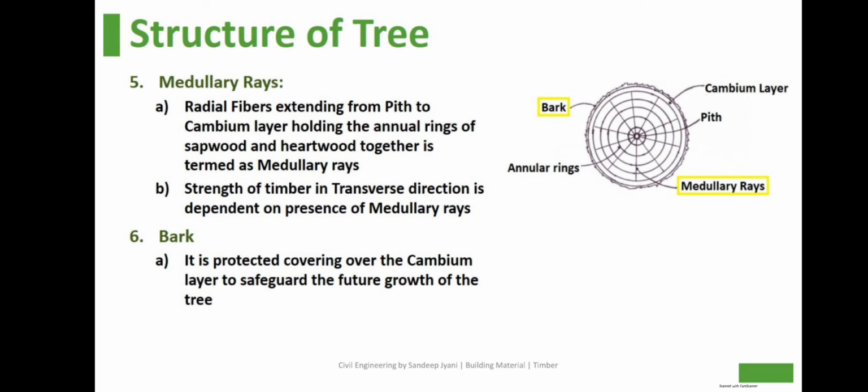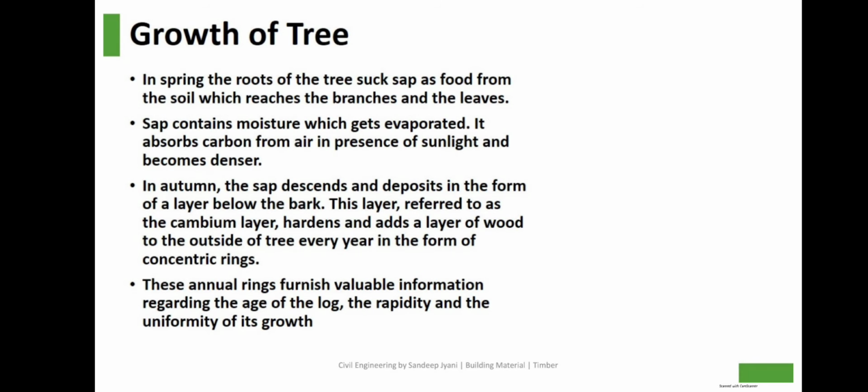Fifth, medullary rays. Radial fibers extending from pith to cambium layer, holding the inner rings of sapwood and heartwood together, are termed medullary rays. The strength of timber in a transverse direction is dependent on the presence of medullary rays. Sixth, bark. It is a protective covering over the cambium layer to safeguard the future growth of the tree.